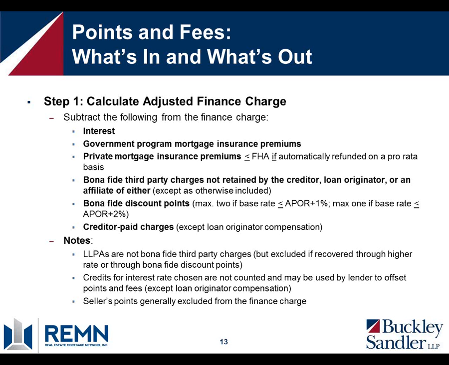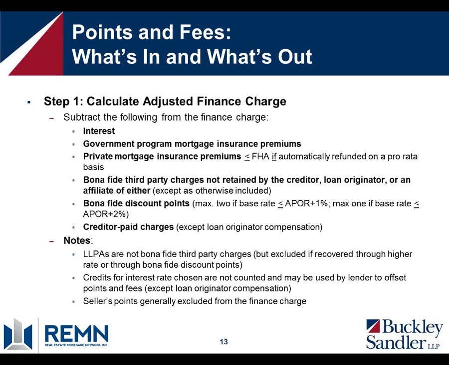You can also subtract private mortgage insurance premiums, but only to the extent that they do not exceed the FHA premium for the comparable product. If it's over the FHA premium, then you count the amount that is over the FHA premium, not the whole thing, just the amount that's over. But it does have to be mortgage insurance that is automatically refunded on a pro rata basis when the loan is paid off.